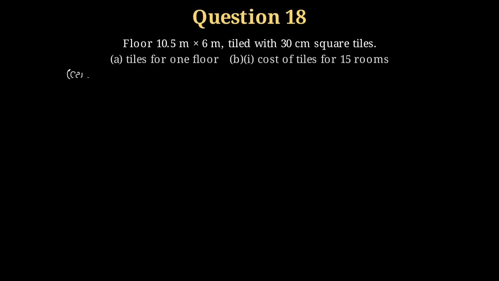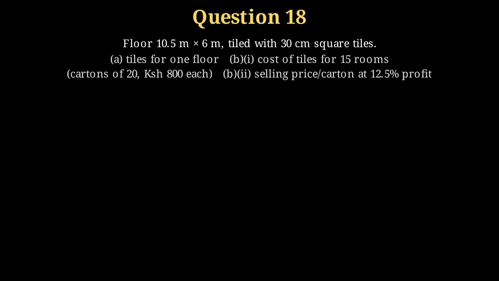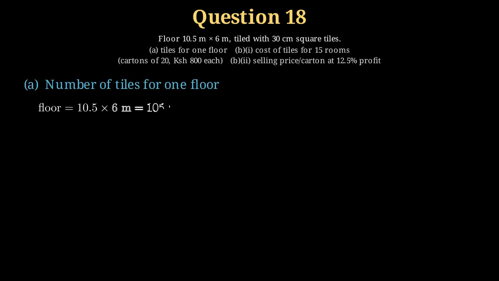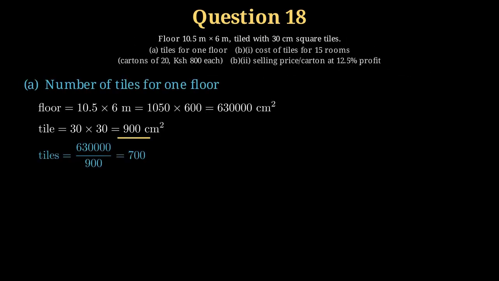Question 18. A floor measuring 10.5 meters by 6 meters is to be covered with 30 centimeter square tiles. We'll find the number of tiles, then the costs. Part A. How many tiles for one floor? We work in centimeters to match the tile size.